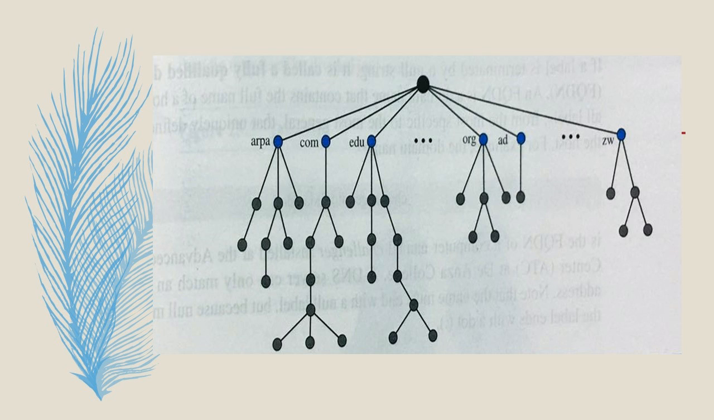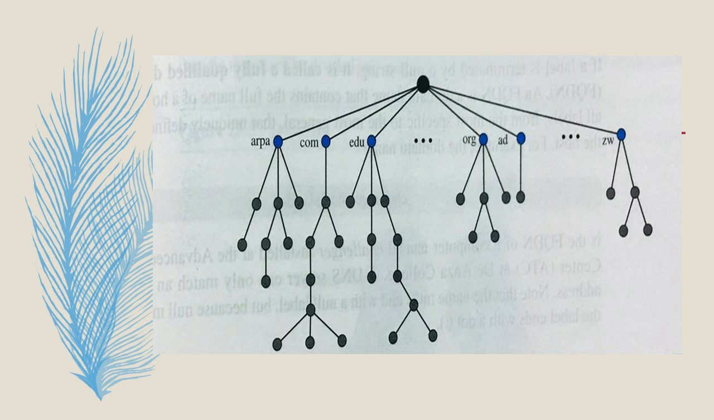Each node in the tree has a label, which is a string with a maximum of 63 characters. The root label is a null string, which is also called an empty string. DNS requires that children of the nodes that branch from the same node have different labels, which guarantees the uniqueness of domain names. Each node in the tree has a domain name.